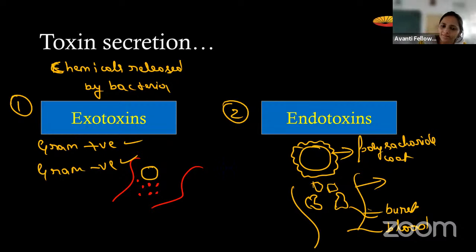Okay. See here. Can you tell me which bacteria is going to release the endotoxin? Can anyone tell me? Only gram-negative bacteria. Because gram-positive bacteria do not have this polysaccharide coat. Okay. They have the thick peptidoglycan layer. Only gram-negative bacteria have the polysaccharide coat. So that's why endotoxins are released by only gram-negative bacteria.